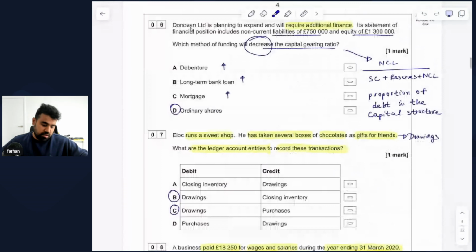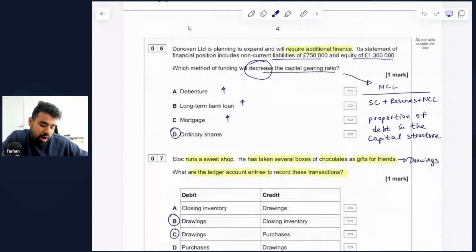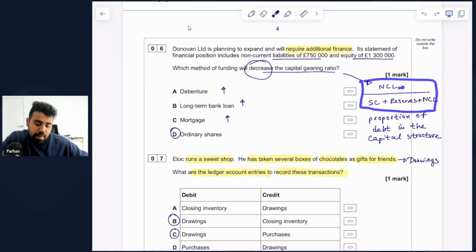Donovan Limited is planning to expand and will require additional finance. Its statement of financial position includes non-current liabilities of 750,000 and equity of 1.3 million. Which method of funding will decrease the capital gearing ratio? All right, so what I've done first is went on to page 33 of the syllabus and got the formula for capital gearing ratio, which is non-current liabilities, NCL for short, divided by share capital plus reserves plus non-current liabilities.